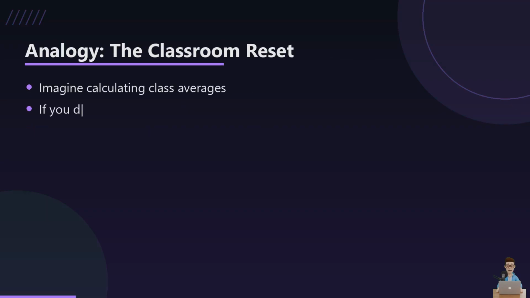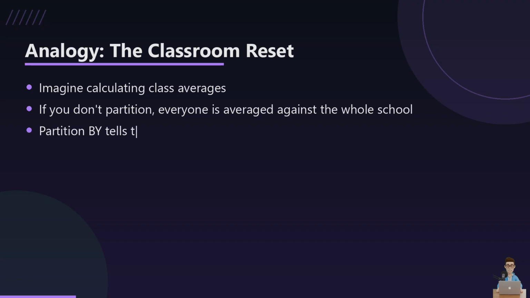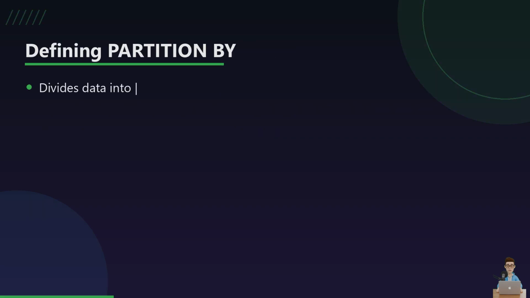Think of a classroom. If you calculate the average test score without telling the computer about classes, it averages all students in every room together. Partition by works like that moment at the start of each class period when the teacher says, okay, we start fresh for our specific group. So here is the trick.